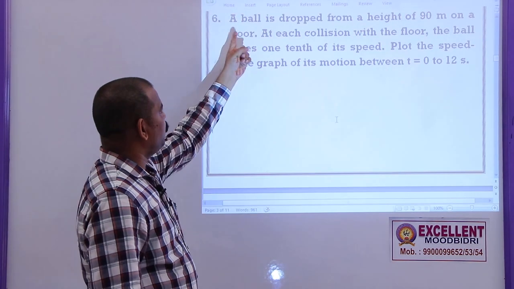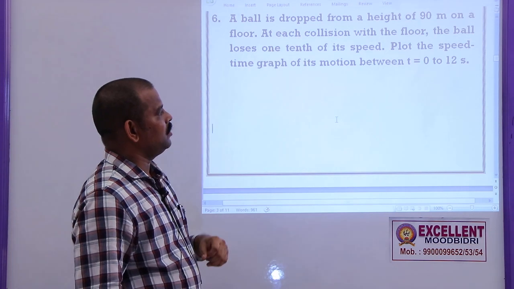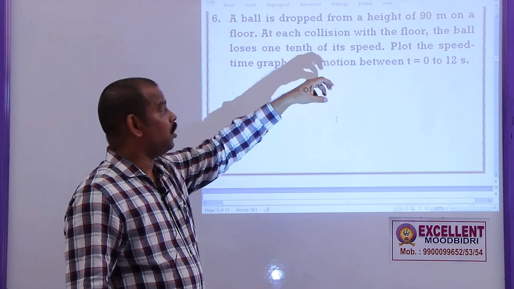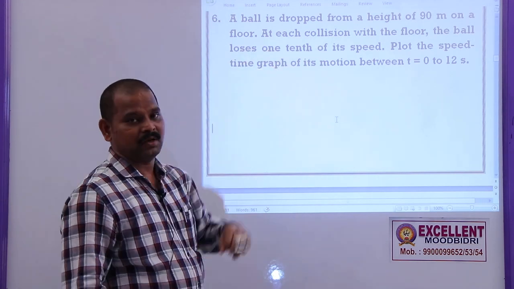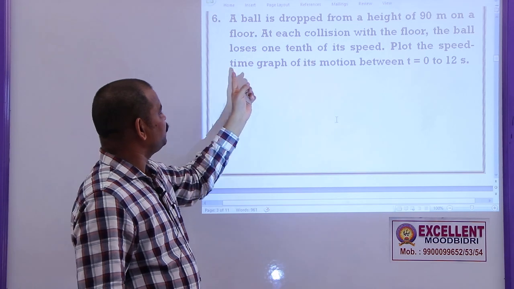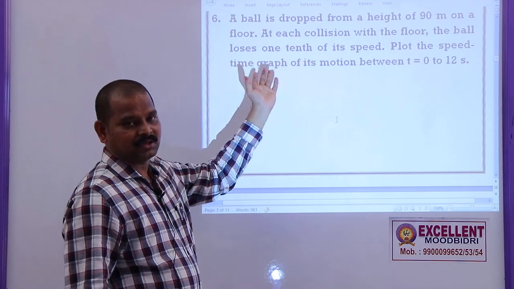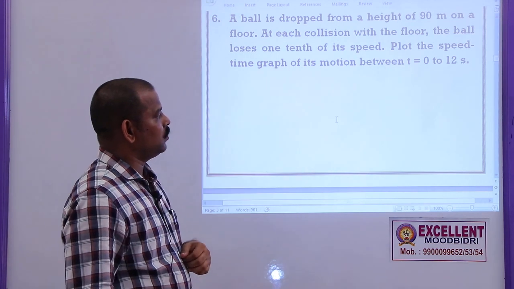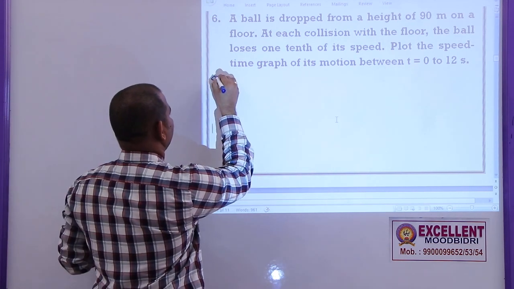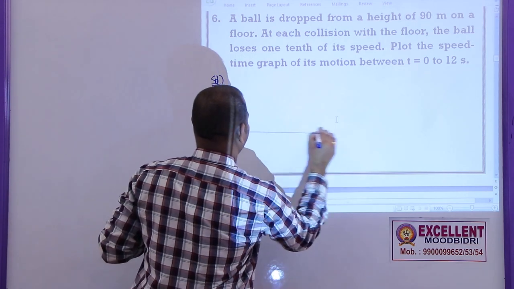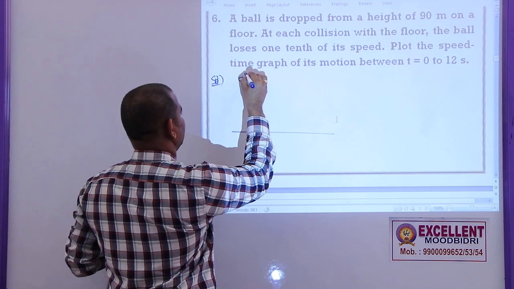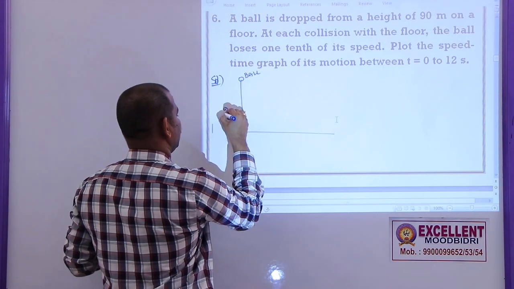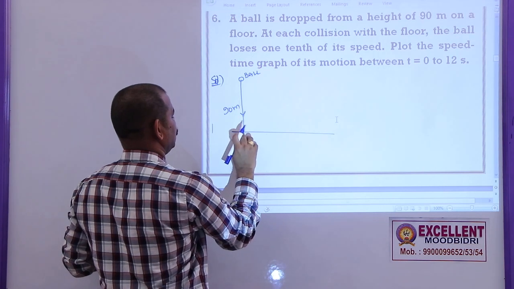Problem number 6. A ball is dropped from a height of 90 meters onto a floor. At each collision with the floor, the ball loses 1/10 of its speed. Now, plot the speed time graph, that is the velocity time graph, of its motion between 0 to 12 seconds. First of all, let me draw the diagram here. So, this is a ball, it is falling from a height of 90 meters.